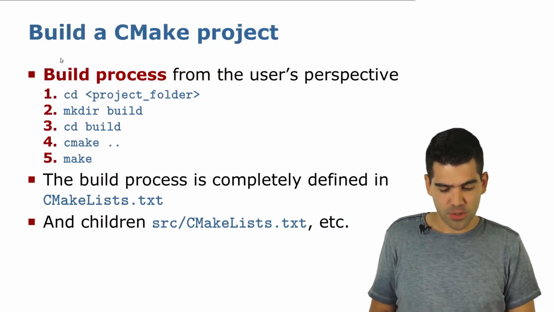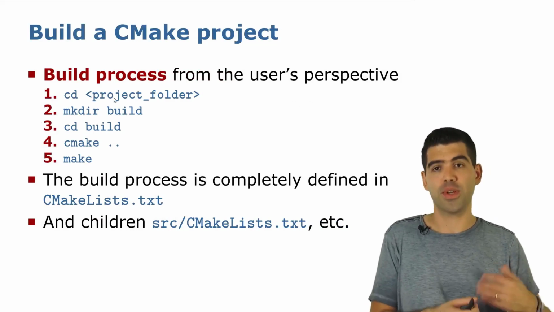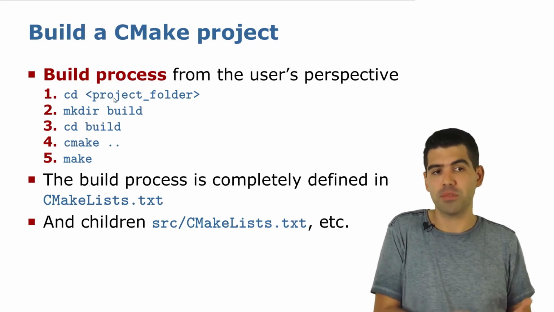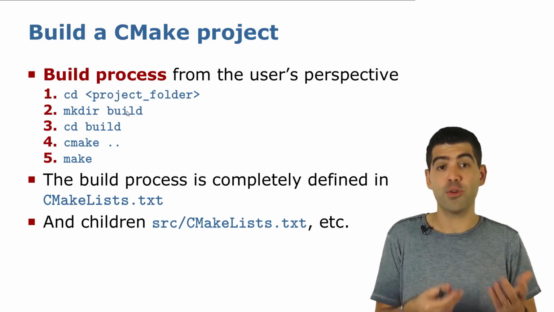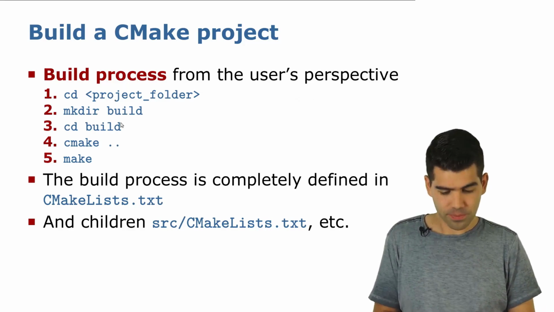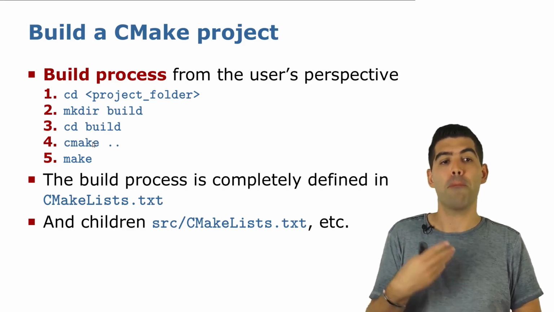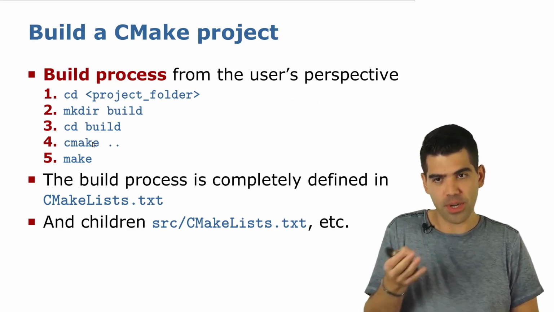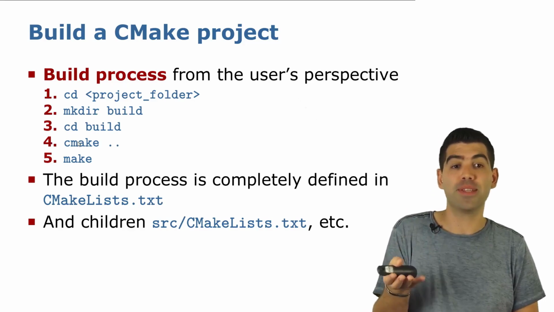As you see, the build process from the user perspective is very simple. First, you go into your project folder, in this case my library folder. Then you need to create a build directory. Then you need to go into this build directory, run CMake, and then make. Make is going to build the real project. The step number 4 is going to give you a build system.